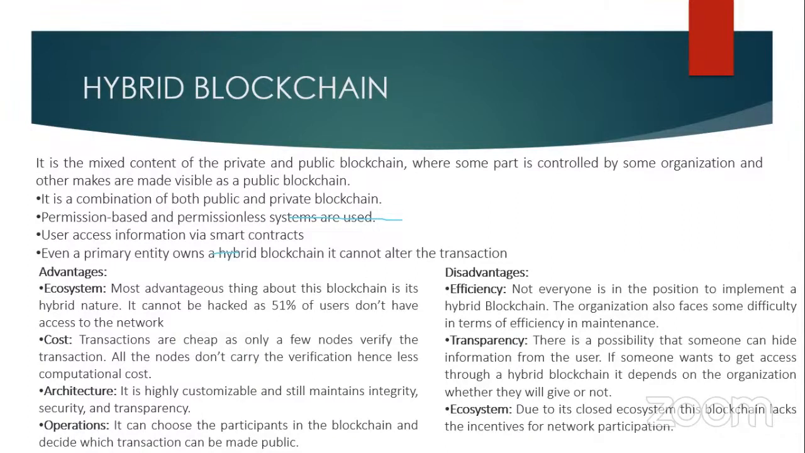This permission-based and permissionless system is what's being used, and users can only access information via smart contracts. Now, every primary entity holds a blockchain, and it cannot alter the transactions, unlike the private blockchain, where transactions can be altered. Now, the advantage is that the ecosystem is more advantageous, because there's no room for the 51% attack.